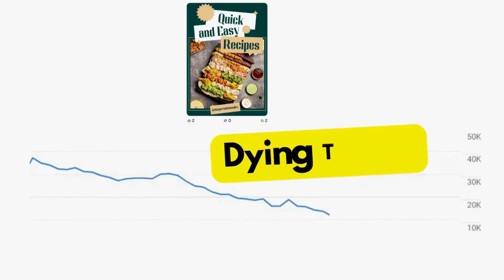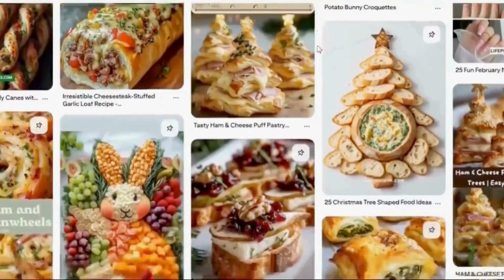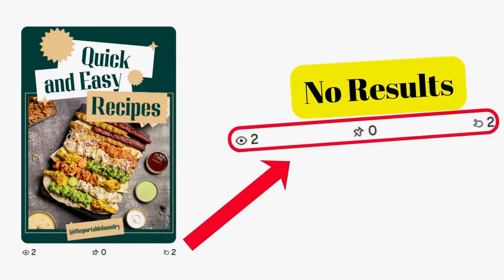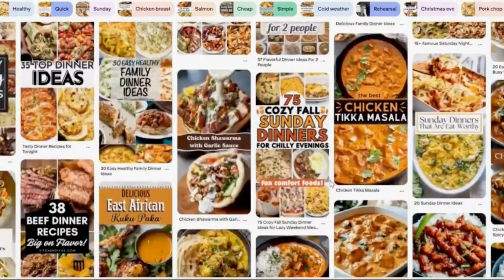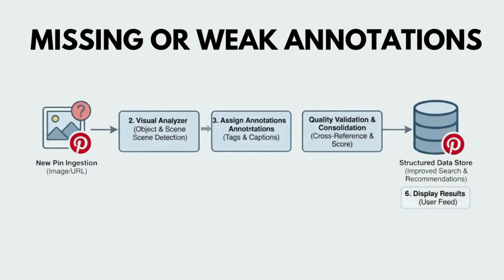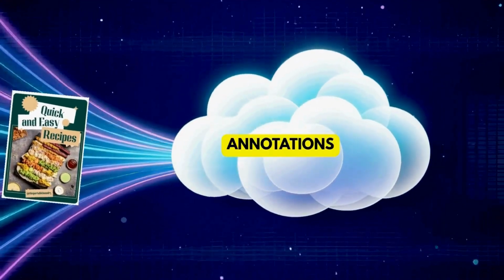Let me be very clear from the start, guys. If your Pinterest pins are not getting impressions, if they are not showing up in the search, if you feel like you're posting but nothing is happening, it's not your niche. It's not Pinterest being saturated either. And it's not bad luck as well. It's missing or weak annotations, guys. And most people don't even know what annotations are.